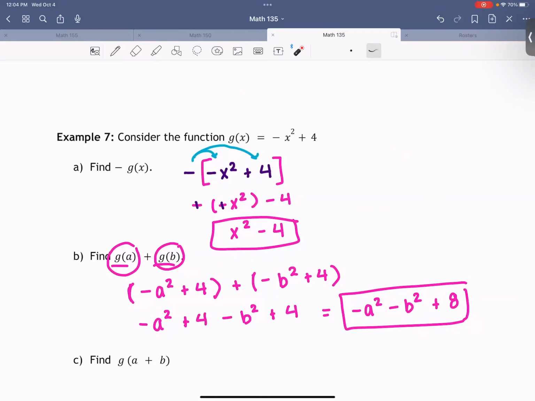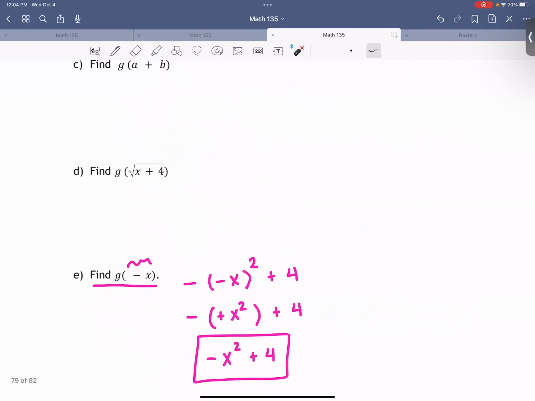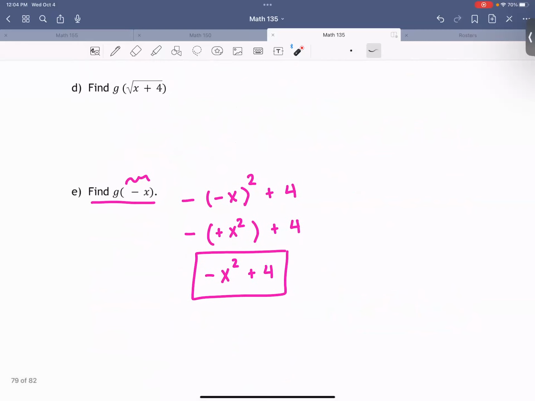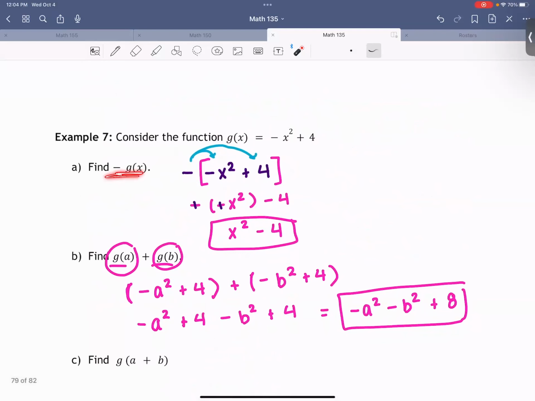So in this example, we have negative x squared plus 4. The first thing we did was compare what happens when we do negative g of x versus g of negative x. And you actually do get different answers when you do that, right? G of negative x is asking us to plug in negative x instead of x, while negative g of x is telling us to take the negative sign of the entire function. So there is a slight difference when we do that.